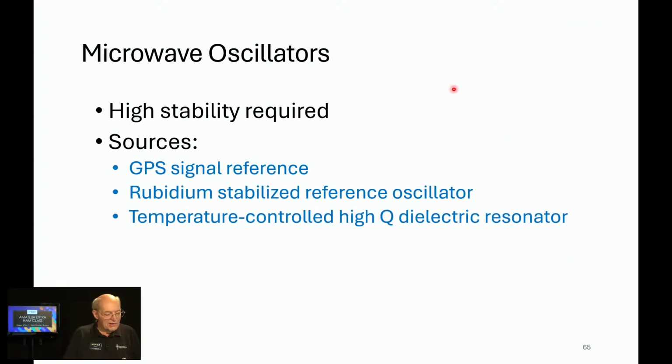Here's kind of an oddball question. For microwave oscillators, even a crystal can wander around enough to make the frequency undependable. So microwave oscillators will use one of these devices to control the frequency. GPS signal reference, also called a GPS disciplined oscillator, rubidium standard, or stabilized and temperature controlled high Q dielectric. So all of these answers come up in a question for microwave oscillators.